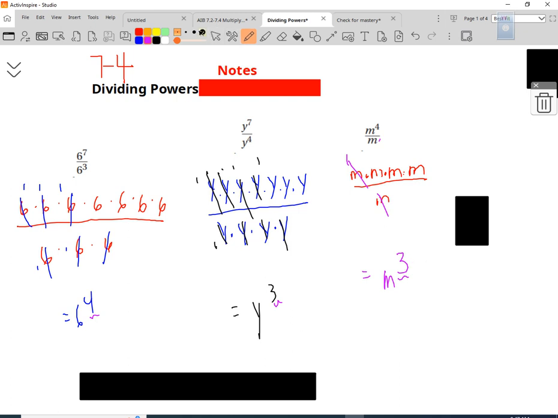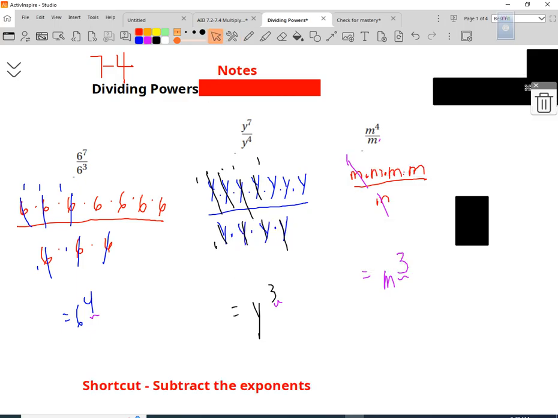So where our shortcut for multiplying like bases is to add the exponents, the shortcut for dividing them is to subtract the exponents. Exactly what we're going to do. We don't want to have to do that every time, right?